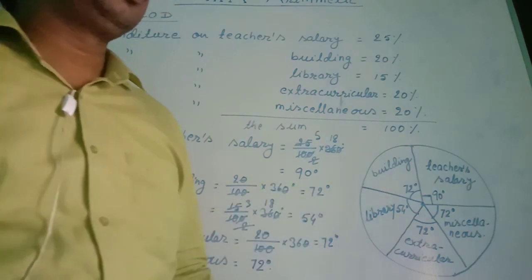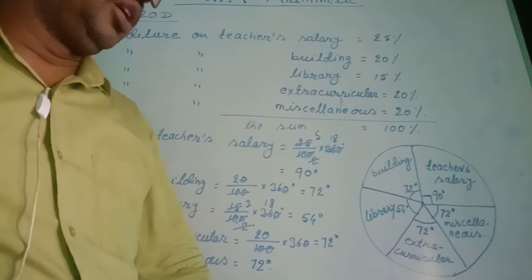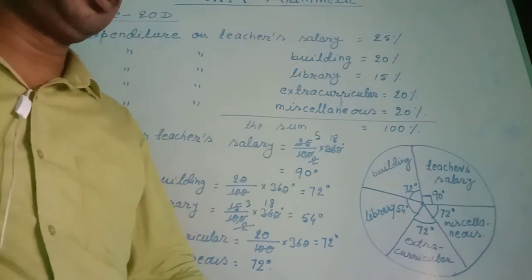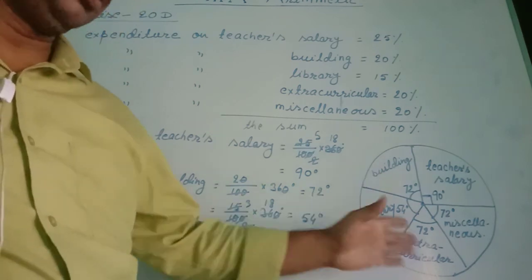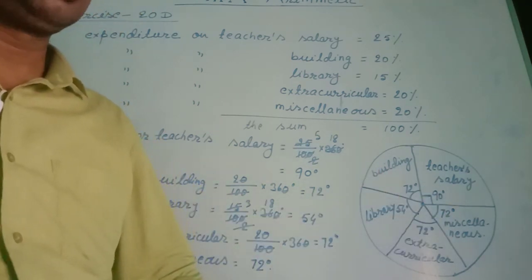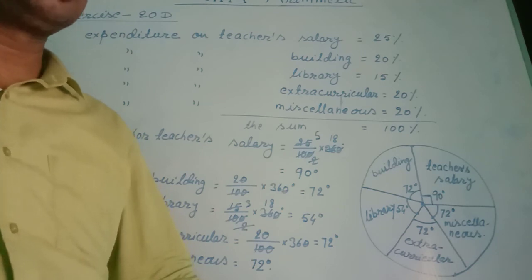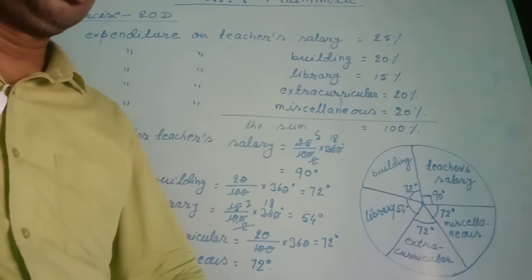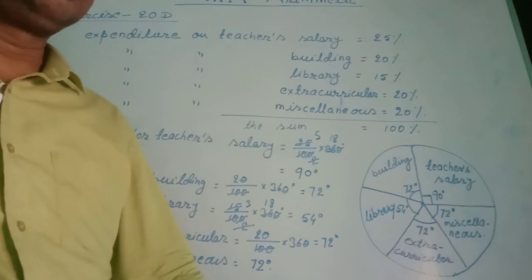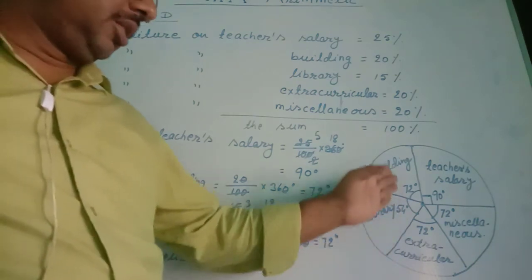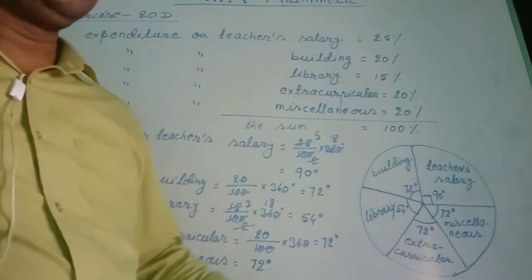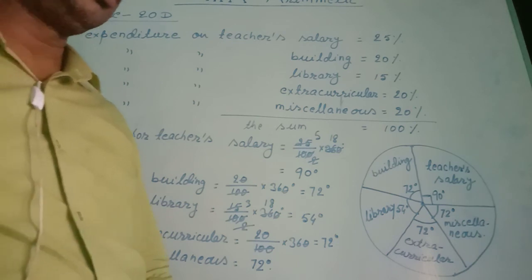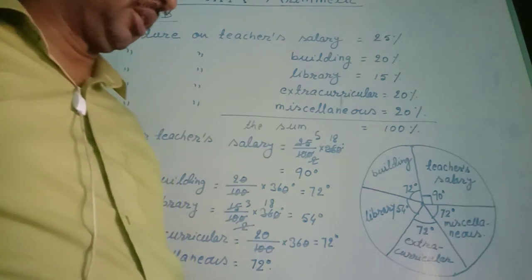One more thing should be clear, whether you will use the outer scale or inner scale of the protractor. Since all the angles are acute angles, according to that you will use the outer scale or inner scale. That idea will come from here, that all these are acute angles, none is more than 90 degrees. On the basis of this, you will use the outer scale or inner scale of the protractor.